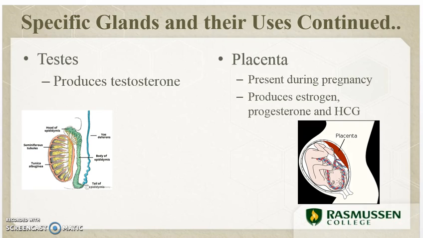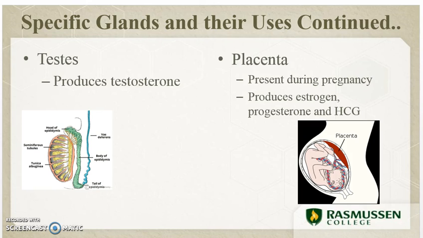Placenta is a spongy structure that joins the mother and the fetus, and it provides a blood supply between the two. This is only present during pregnancy and acts as an endocrine gland by producing estrogen, progesterone, and the HCG hormone.